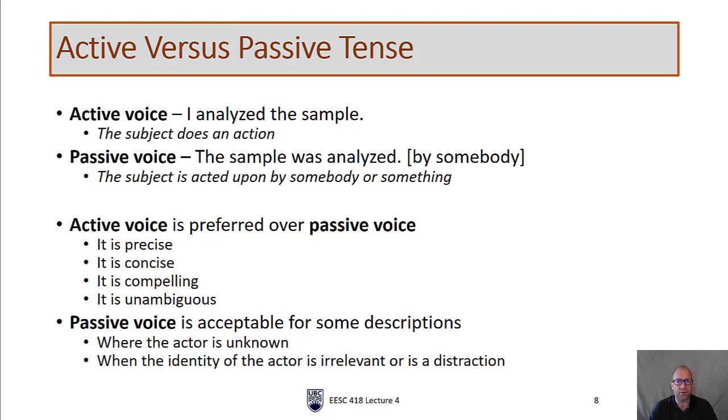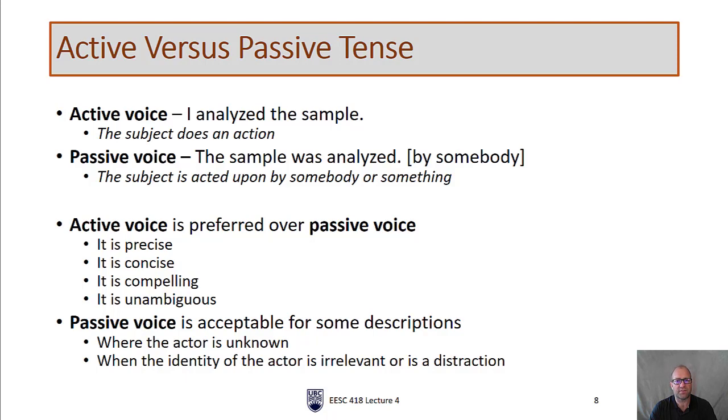Now, there are a few circumstances where the passive voice might be acceptable or even necessary. If we don't know who did something, it's often necessary to use the passive voice. And there are also times where we just want to talk about the subject matter, and introducing the person or the thing that did the action might just be a distraction. So in general, try and stick to the active voice, but don't feel like this is a hard and fast rule that you absolutely have to avoid the passive voice.